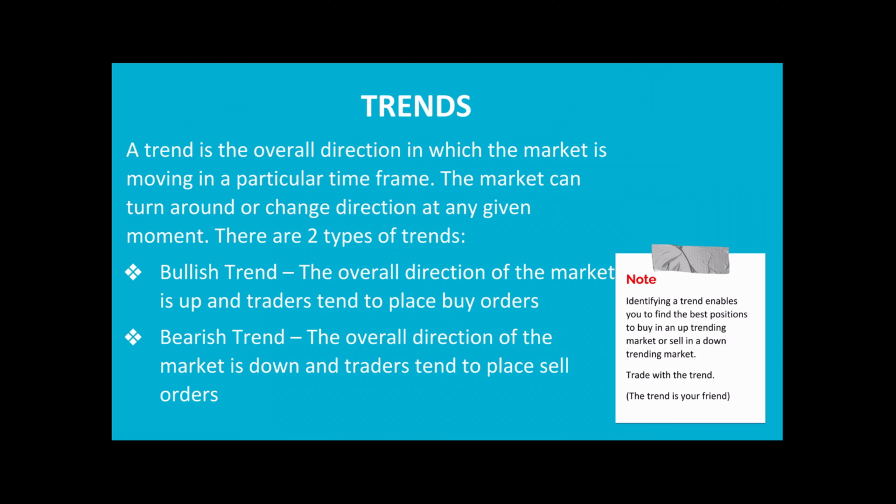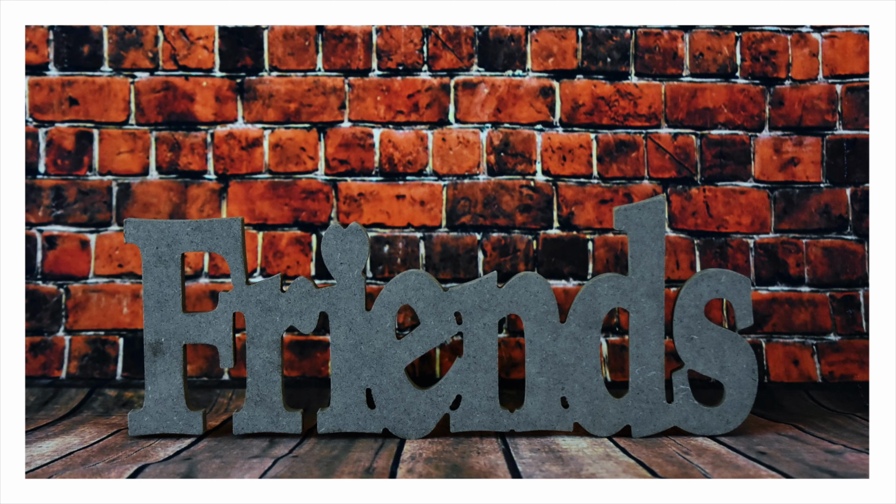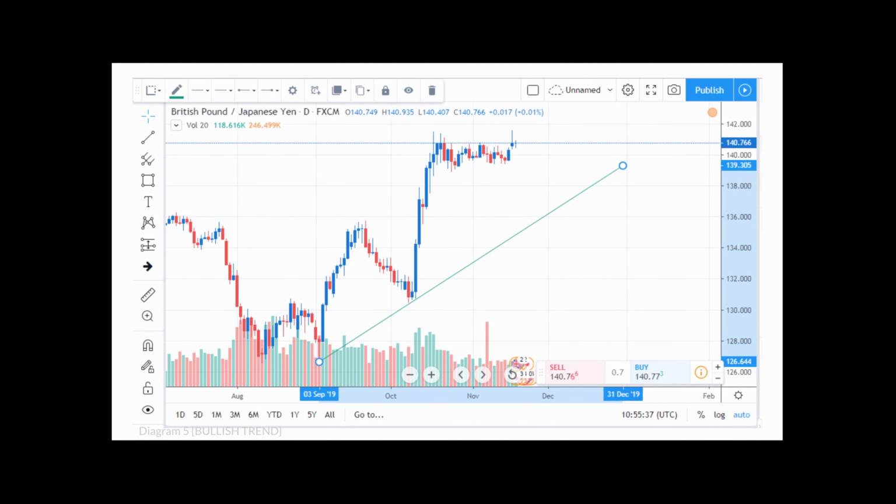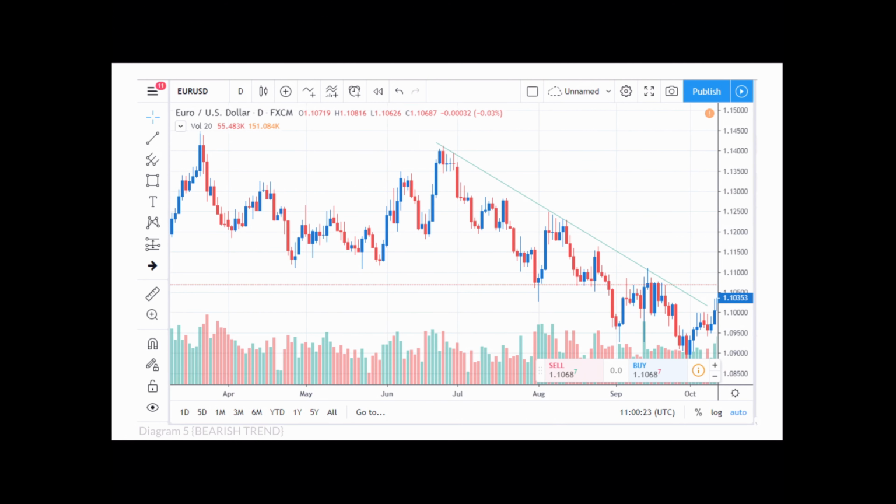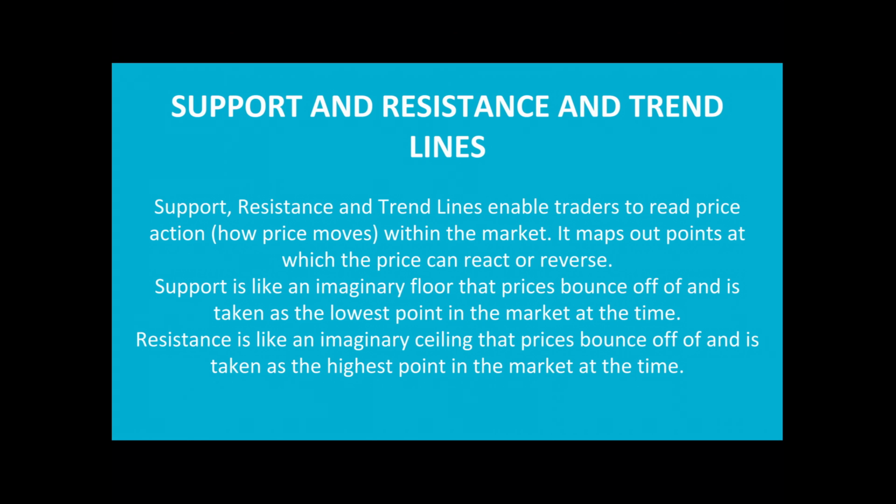Now, one thing to note is that identifying a trend will enable you to find the best positions to buy in an uptrending market or sell in a downtrending market. Remember to always trade with the trend. The trend is your friend. Now, this diagram is showing an example of a bullish trend, and this diagram is showing an example of a bearish trend.